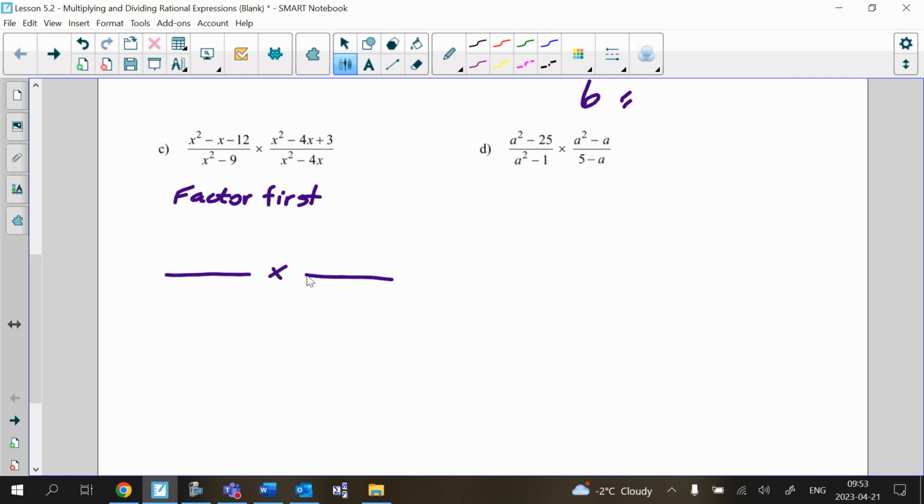X squared minus x minus 12. Well, that's 2 binomials, x and x. And then I got to figure out 2 numbers that add to -1 and multiply to -12. -4 and +3. The first denominator, this is a difference of squares. Well, difference of squares means we're going to have plus and we're going to have minus. The first terms are going to be the square root of x squared, so x and x. And the second terms are going to be the square root of the second one in the original, 3 and 3.